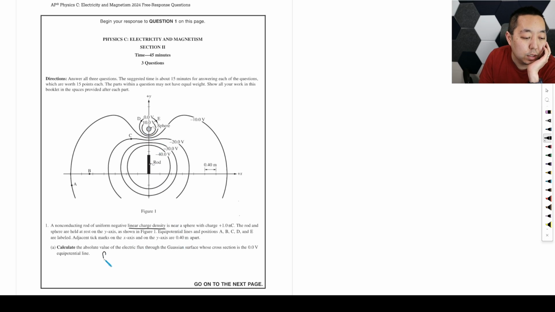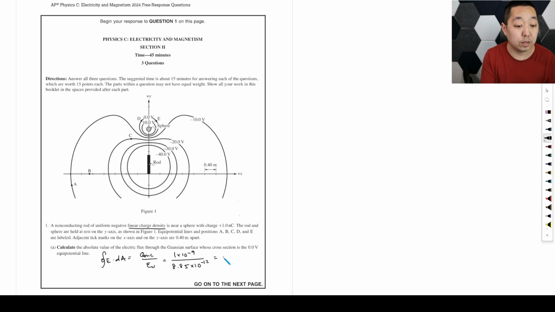With Gauss's law, the electric flux is just the enclosed charge over epsilon naught. I noticed you don't look like you got an easy Gauss's law question like you traditionally get. So the enclosed charge is the sphere, which is 1 nanocoulomb, and epsilon naught is 8.85 times 10 to the negative 12. So this will be 1e negative 9. It's a positive charge, right? It's positive 1 nanocoulomb. Yes, okay.